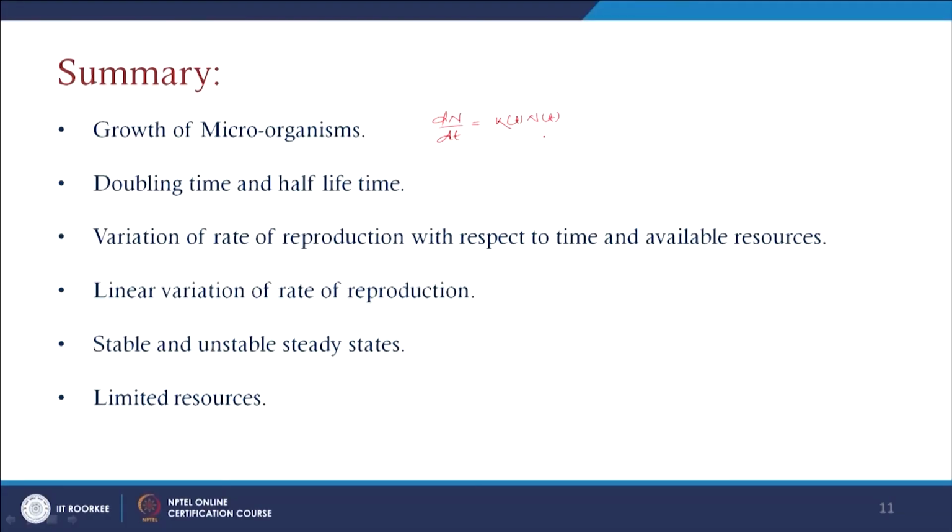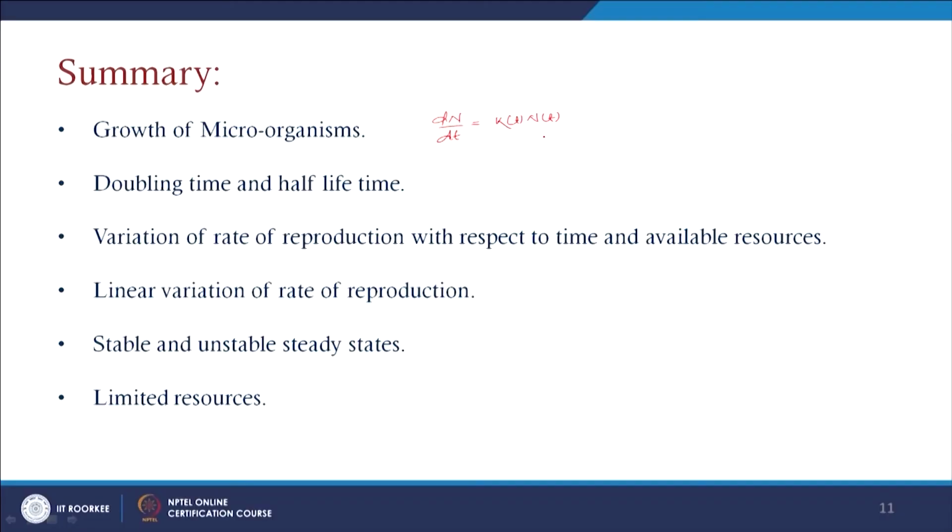Then in the third phase, we discussed the variation of the rate of reproduction with respect to time and available resources. So k as a function of C, or C as a function of k, and C can depend on the population size increment and decrement that we discussed. Then in the fourth stage, we considered the linear variation, since the available resources are limited, and based on that, we tested how the population level increases or decreases.